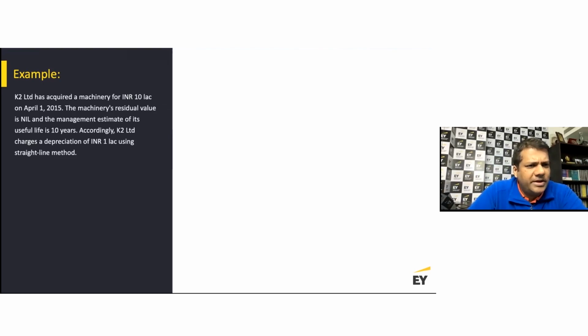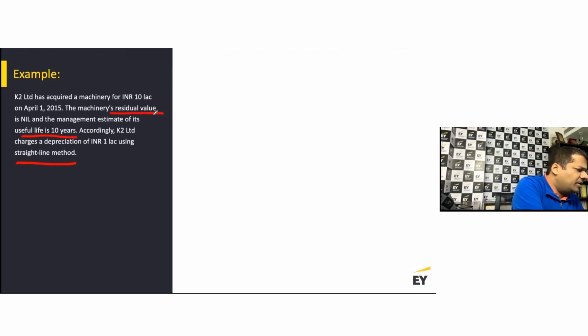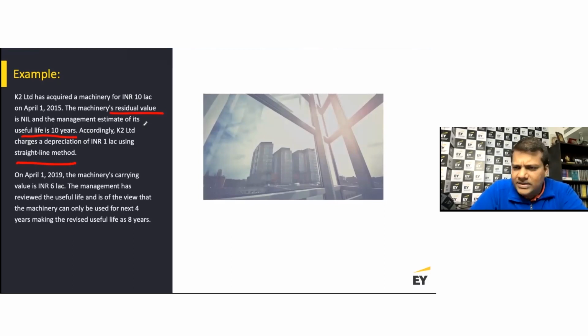Accordingly, K2 Limited in this case charges depreciation of INR 1 lakh using the straight line method. So you know the method here, you know the life here, you know the residual value here, right? So it's easy to compute that 1 lakh is the depreciation. Now on April 1, 2019, 4 years after the original purchase, the machinery carrying value is INR 6 lakh, because 4 lakh I have depreciated.